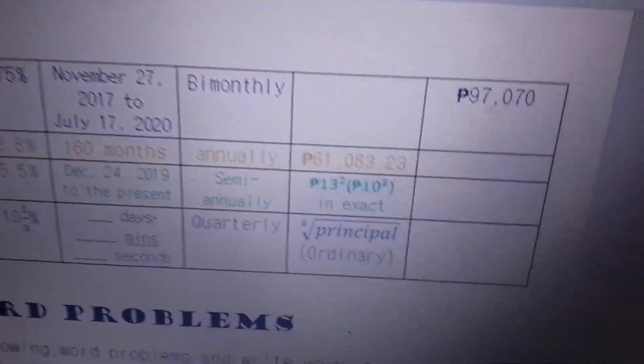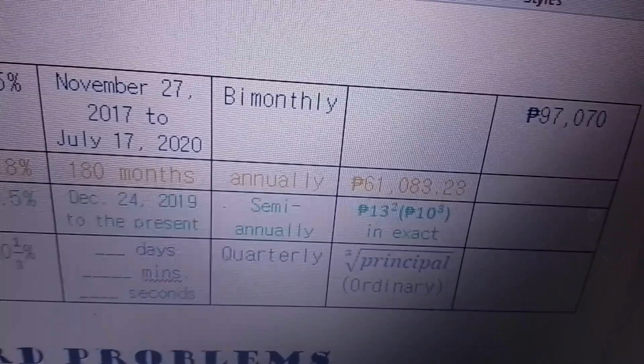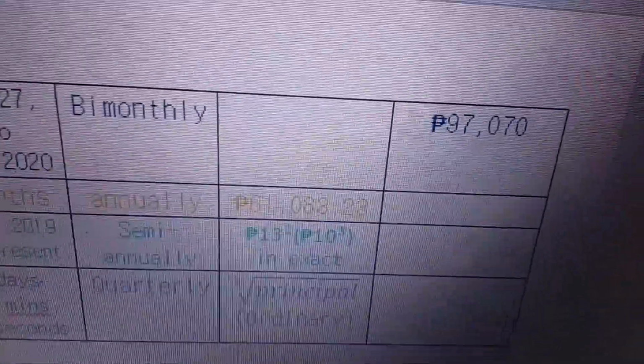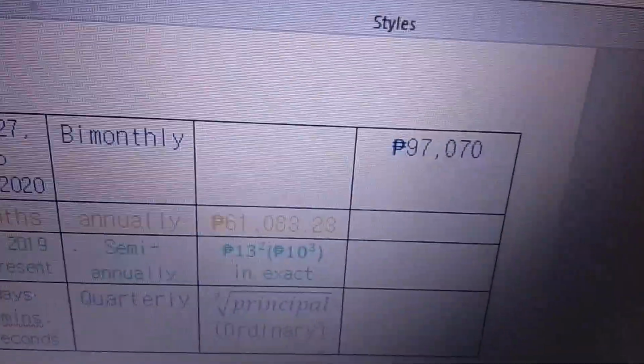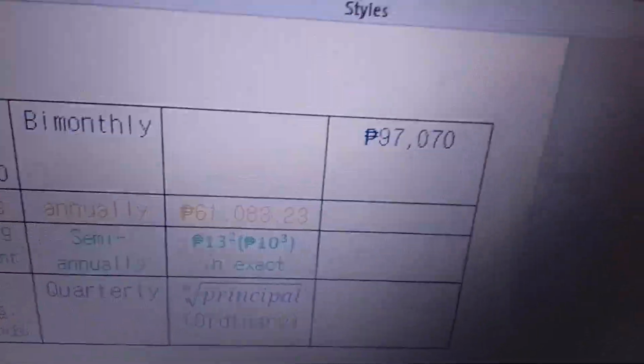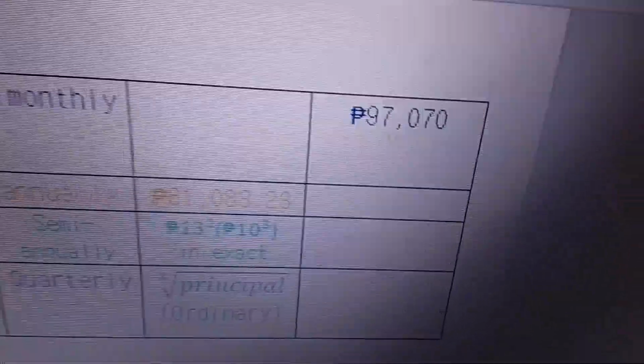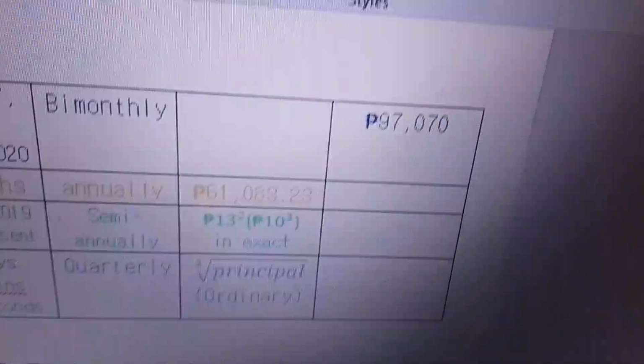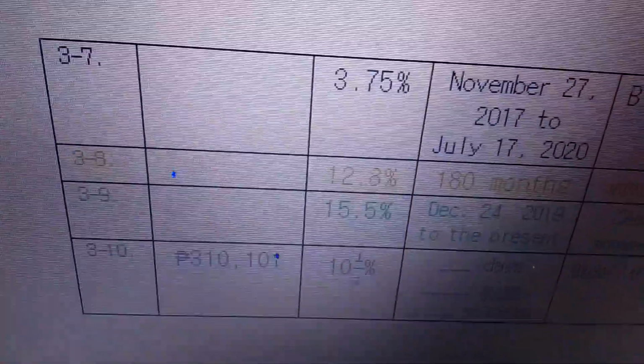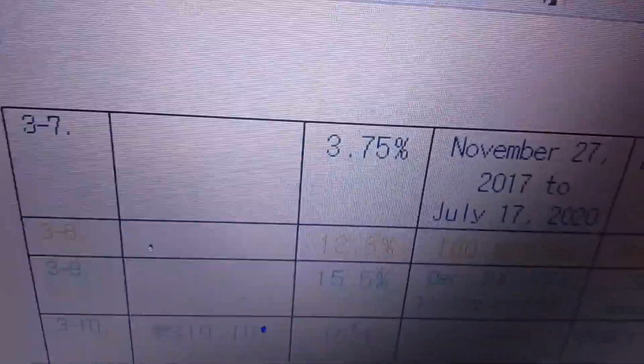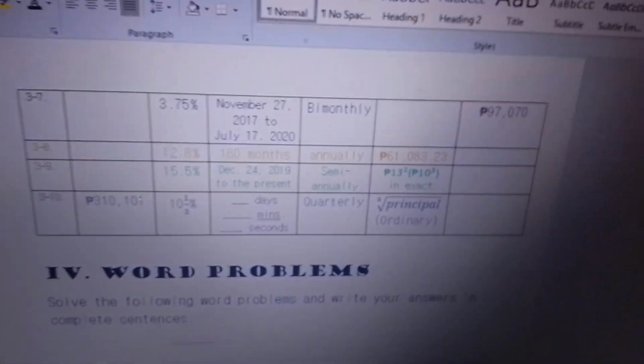And then the compounding period is semi-annually, and then our interest is, ayan, this is an algebraic problem. It says 13 pesos squared times 10 pesos cubed in exact interest. So therefore, what do we do in this situation? It's just like the same thing like what we've done in number 8. Our goal is to solve for the rate, the principal, and the amount. Applying the formula like what I've told you kanina will help you out here. So now let's solve this one by one.